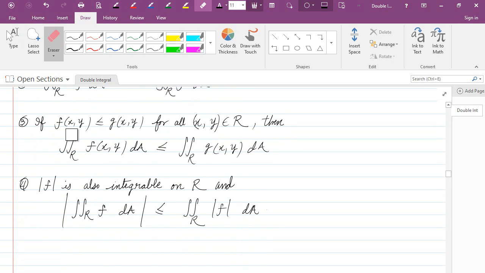If f of x,y is less than g of x,y for all x,y in the rectangle R, then the integral of f is less than the integral of g.